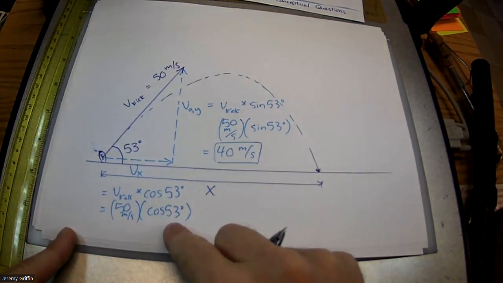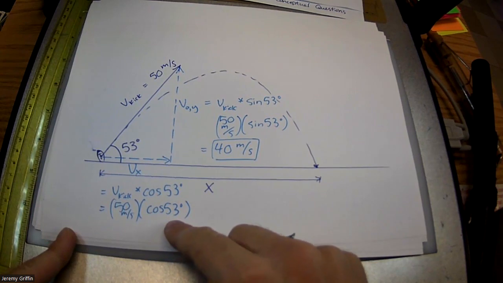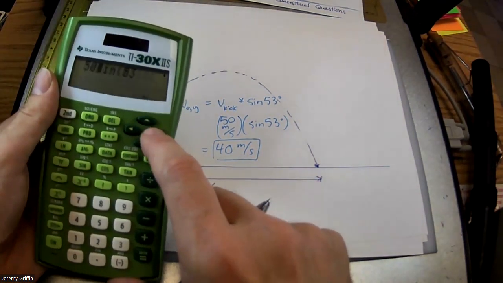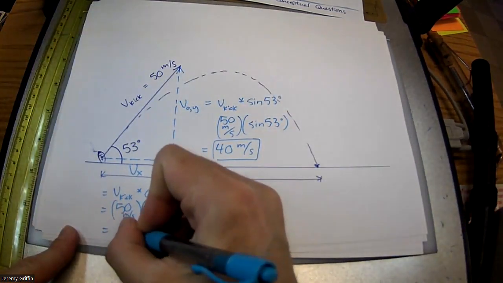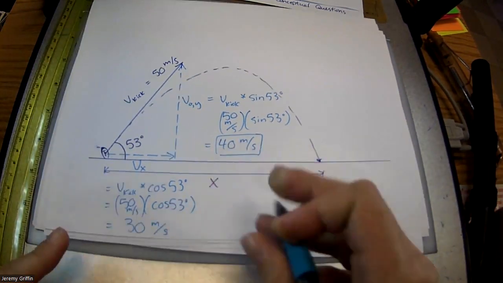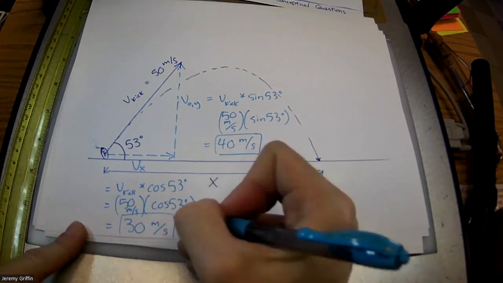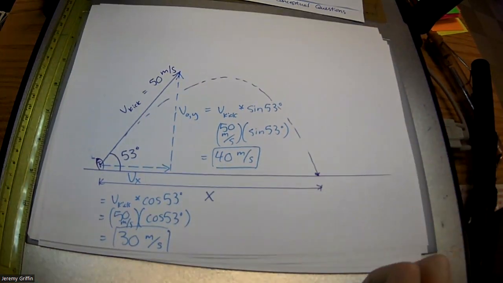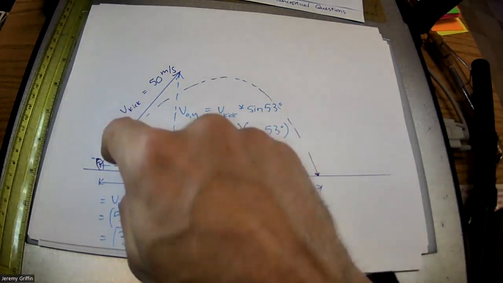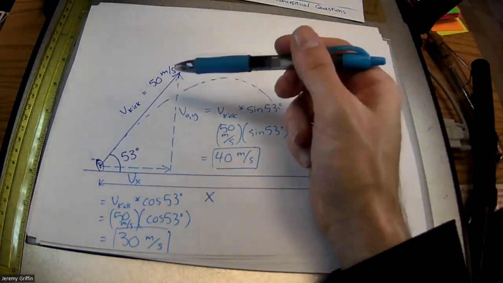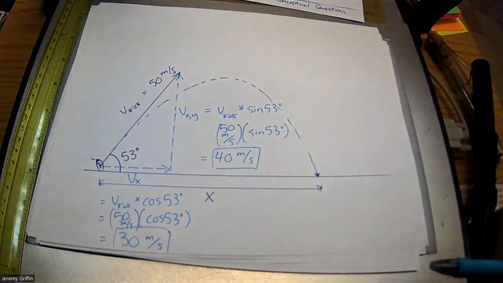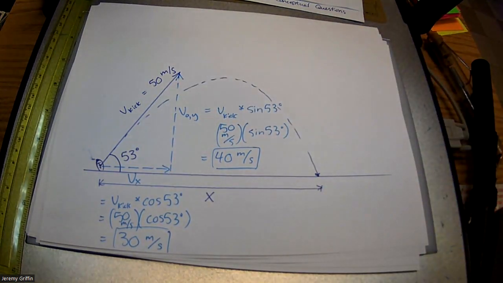Are you seeing why I chose that very special 53-degree angle? Pop in a cosine where the sine used to be. 30 meters per second. Because this is a what triangle? 3, 4, 5. You see a 3, 4, 5 proportion triangle? That's why I did 53 degrees. By the way, the other angle I could have picked was a 37-degree angle. That would also result in a same proportion triangle.